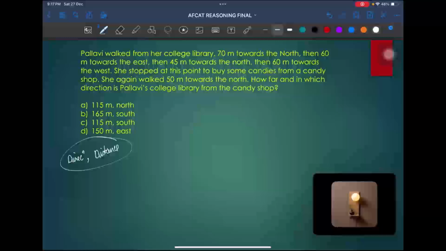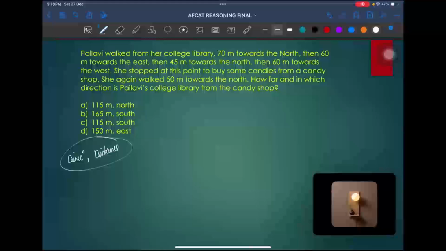Pallavi walked from her college library, 70 meters towards north, then 60 meters towards east, and again 45 meters towards north, then 60 meters towards west. She stopped at a point to buy candies from a candy shop. She again walked 50 meters towards north. How far and in which direction is Pallavi's college library from the candy shop?